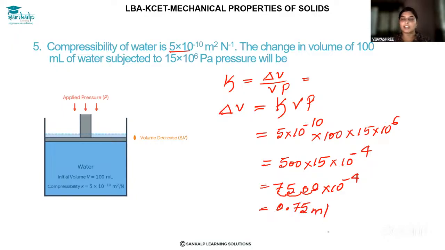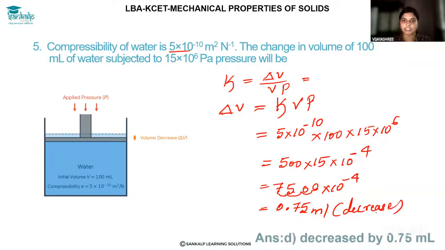Okay, 0.75 ml. So since pressure compresses the water, there should be a decrease in volume. Applied pressure compresses the water, it does not expand it. It expands only if there is internal pressure. So applied pressure compresses the water, that's why there is a decrease in volume.